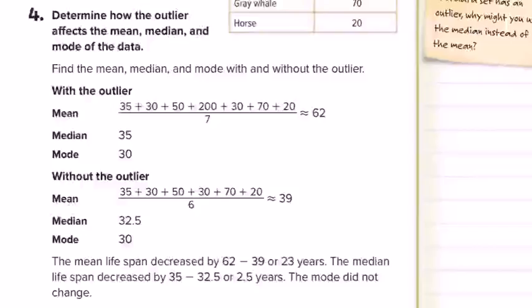To pick up from example 3, example 4 asks us to determine how the outlier affects the mean, median, and mode of the data. So I'm going to do this and kind of break this down into two ways. I'm going to first find the mean, median, and mode with the outlier, and then I'm going to do the same thing without the outlier to compare how it changes. So with the outlier, we can see here, I find the mean by adding up my data points, which includes that 200 value, and dividing by 7 to find a mean of 62.